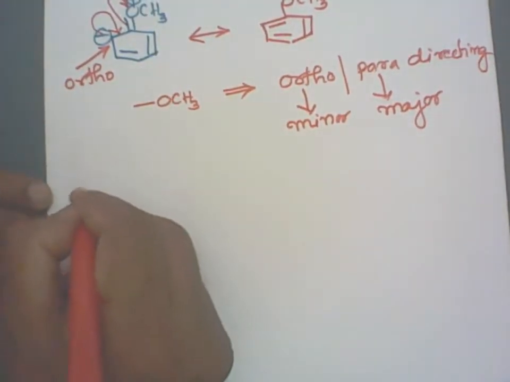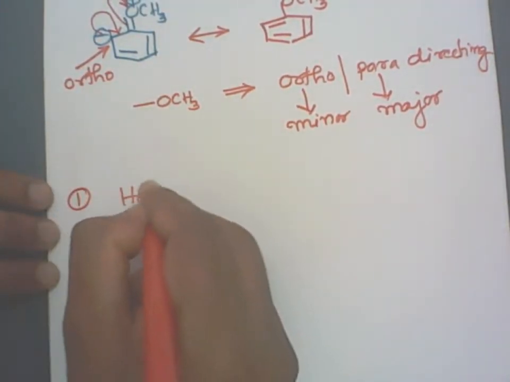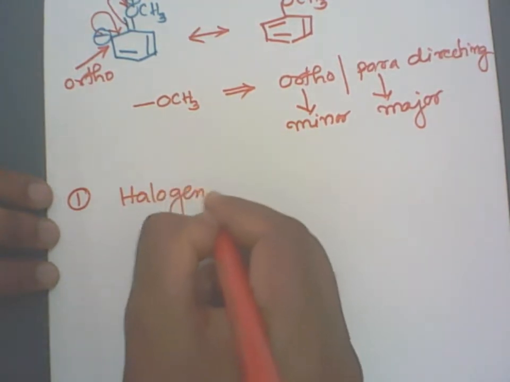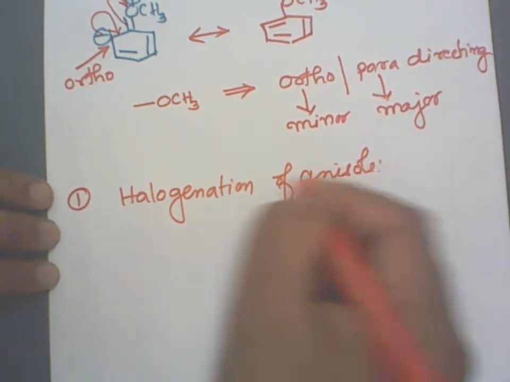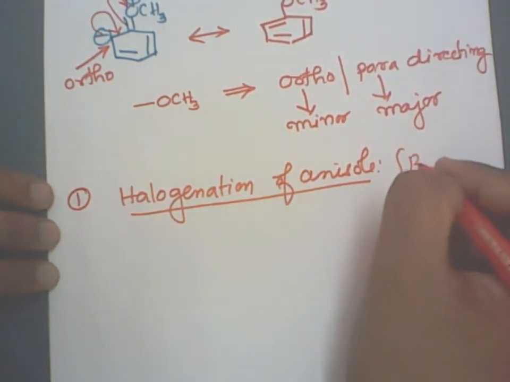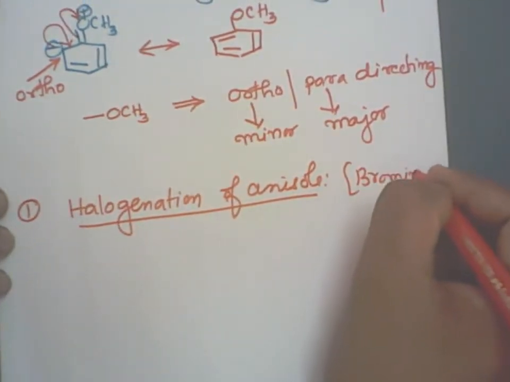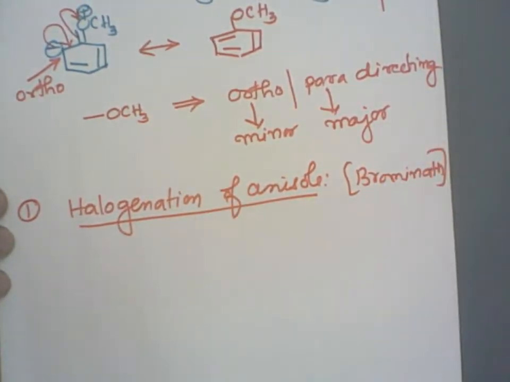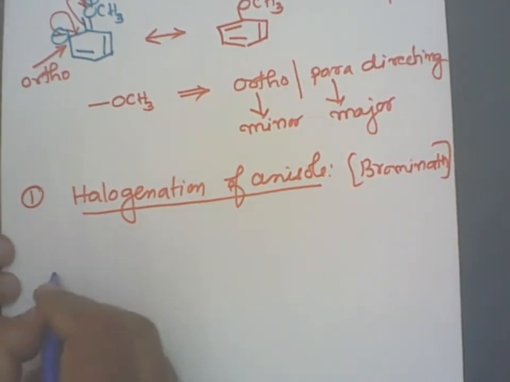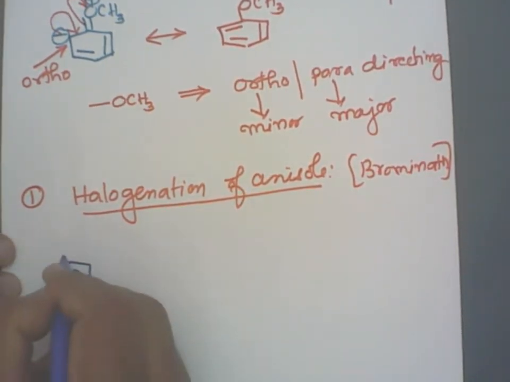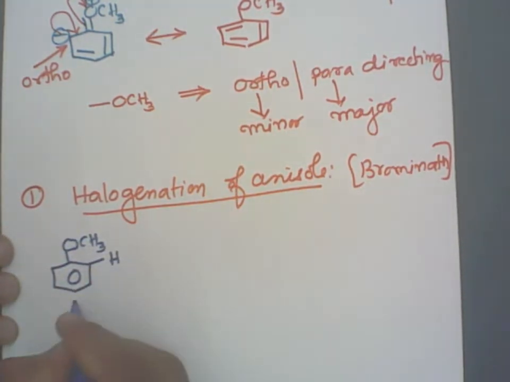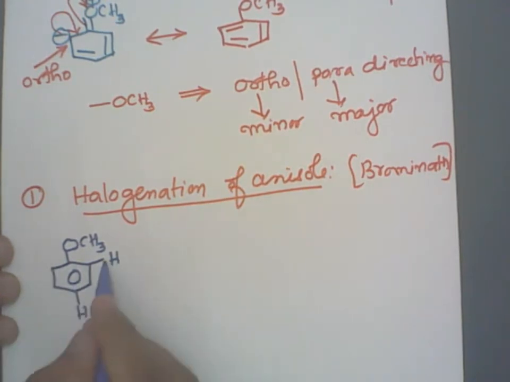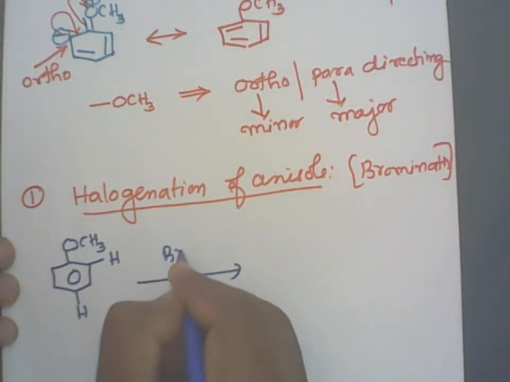The first reaction we are going to study is the halogenation of anisole. Here we will take the example of bromination. Anisole is a benzene ring attached to the OCH3. It can give ortho product and para product; both ortho positions are equivalent. Now we'll carry out bromination with Br2.